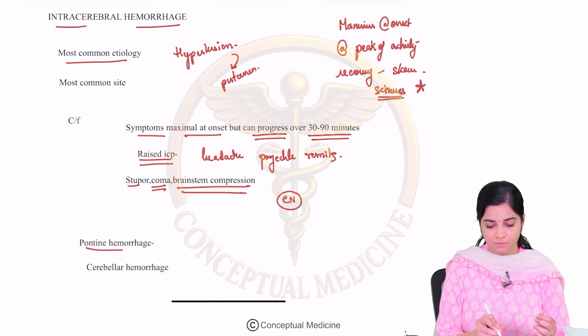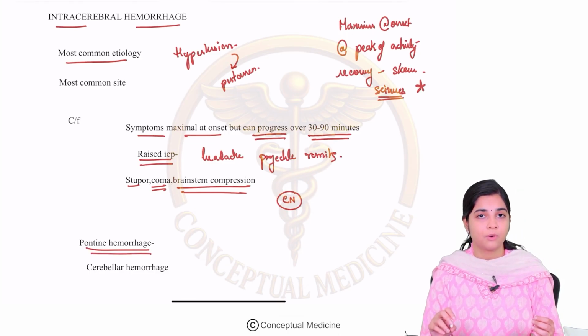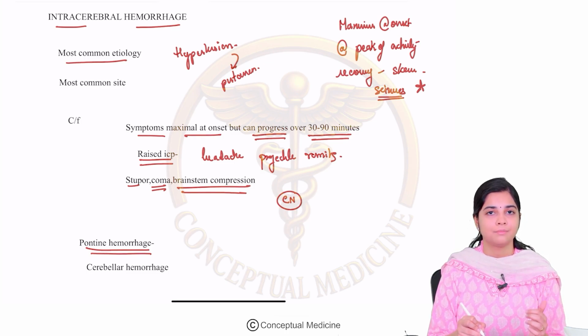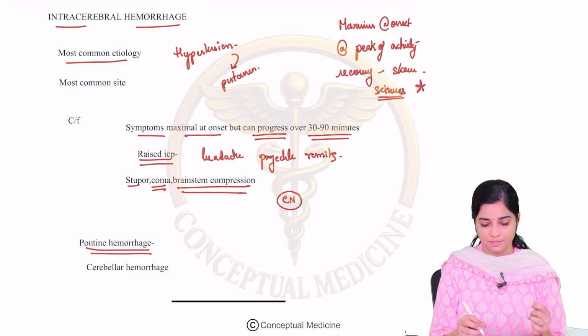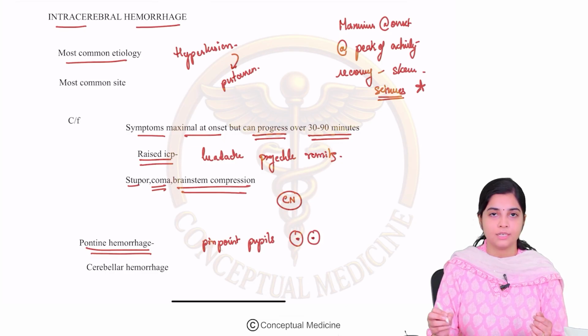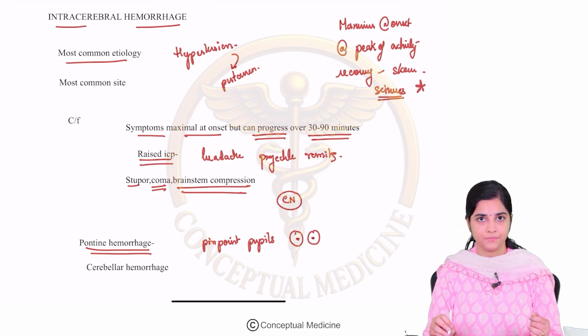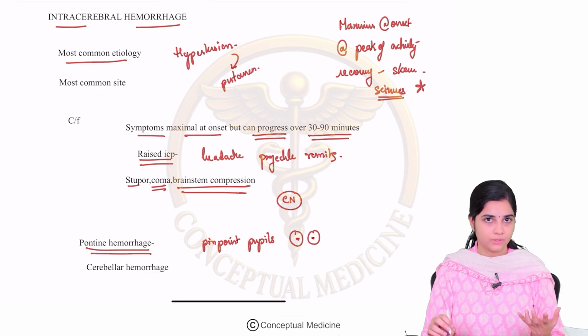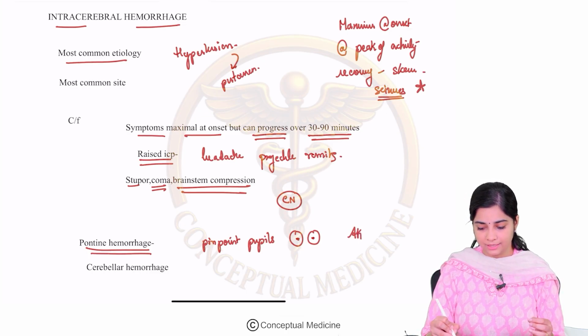Now, if there is a pontine hemorrhage, how does a pontine hemorrhage present? On clinical examination, there are certain characteristic features. In a pontine hemorrhage, you will have pinpoint pupils. The pupils are absolutely pinpoint, and this is seen in your pontine hemorrhage. Apart from that, depending upon what structures are involved, you can have akinetic mutism as well.